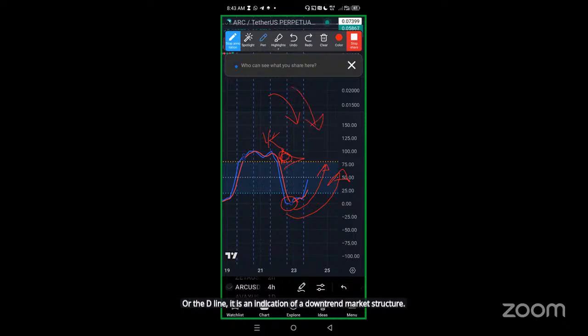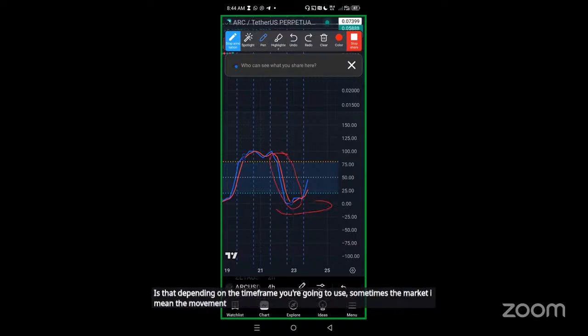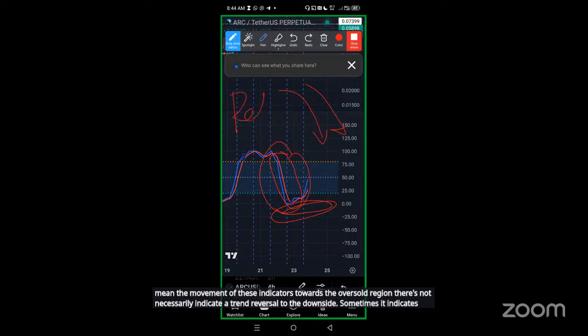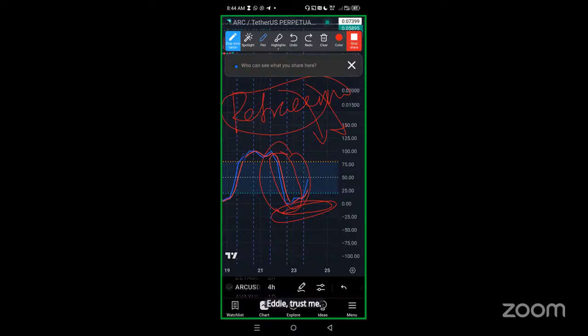Now, what you must know also when you're using this indicator is that depending on the time frame you're going to use, sometimes the movement of these indicators towards the oversold region does not necessarily indicate a trend reversal to the downside. Sometimes it indicates a retracement intended to gather more momentum to maintain the previous price movement.